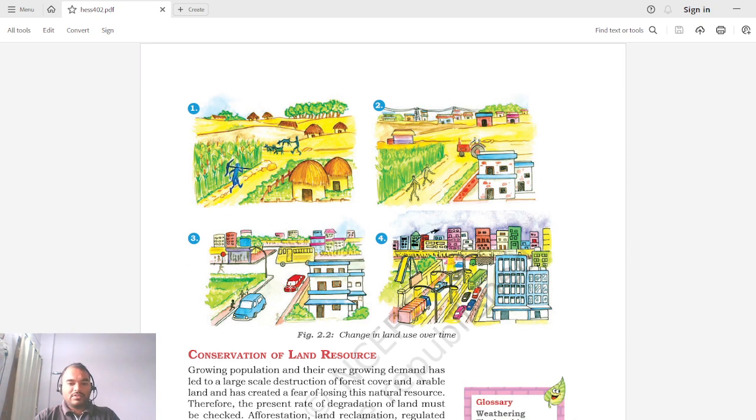So what has happened? The area which was initially very sparsely populated is now densely populated. The building heights have started increasing. Why? Because the area available for construction is the same, but the population is increasing. So instead of one story, now it will be two story, three story, five story, and so on. And you can see that initially there was some farming activity done over here, but now there is no farming activity. The land is just left barren.